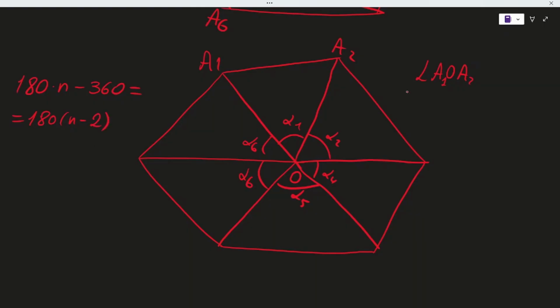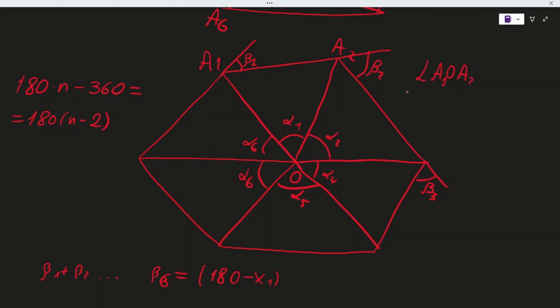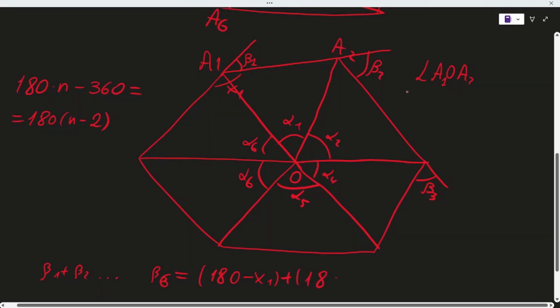Once we want to find the sum of the exterior angles, we use the fact that the interior plus exterior always equals 180 degrees. Check this one, B1, B2, B3, and so on. B1 plus B2 plus B3 up to B6. In our case, this can be written as 180 minus x1, where x1 is the interior angle here, plus 180 minus x2, and so on, and finally we get 180 minus x6.